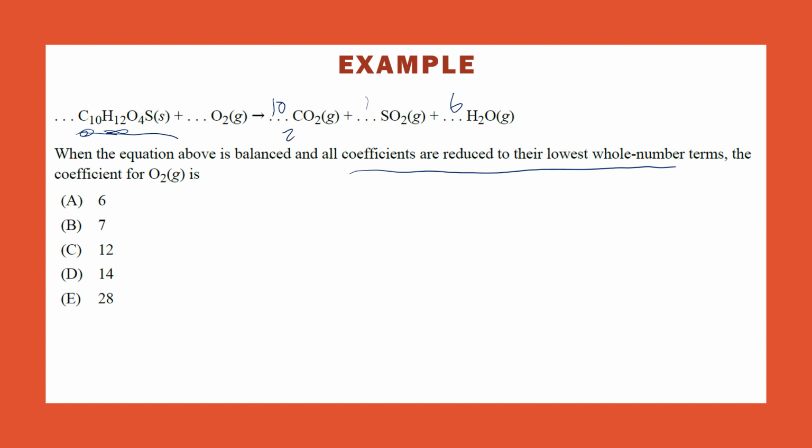Now, go ahead and add up all your oxygens on the product side. There are 20 plus 2 plus 6, so there's 28. On the product side, 28 oxygens, so that means there has to be 28 oxygens on the reactant side, and there are 4 in our large compound. So I have 24 additional oxygens, which I can achieve by using 12 oxygen molecules. So your answer is C there.